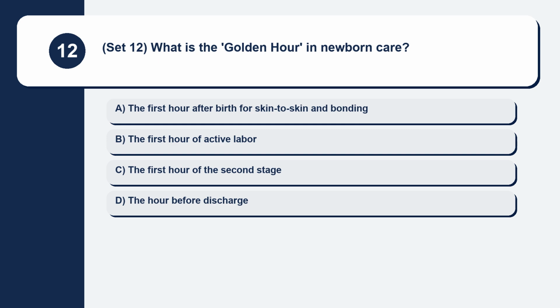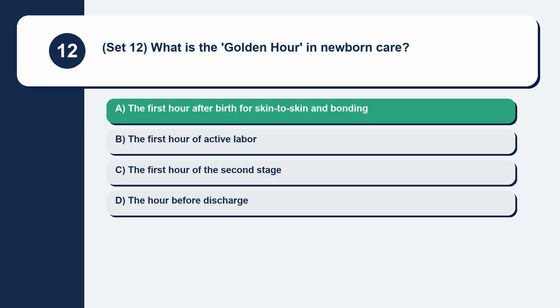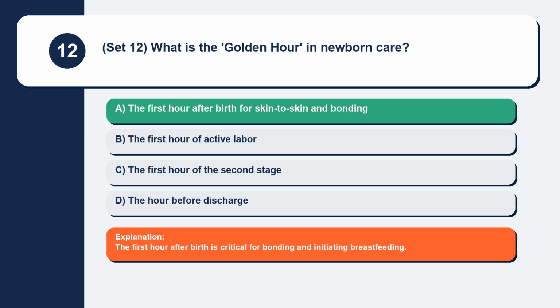Question 12. Set 12. What is the golden hour in newborn care? The first hour after birth for skin-to-skin and bonding, the first hour of active labor, the first hour of the second stage, the hour before discharge. The first hour after birth is critical for bonding and initiating breastfeeding.